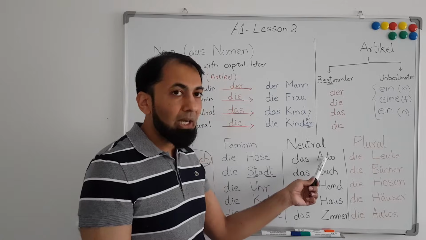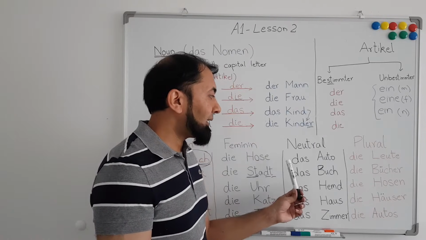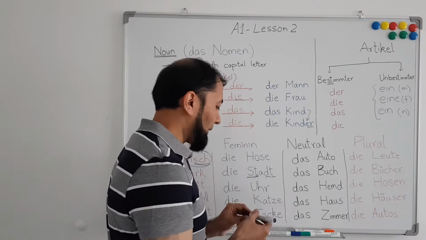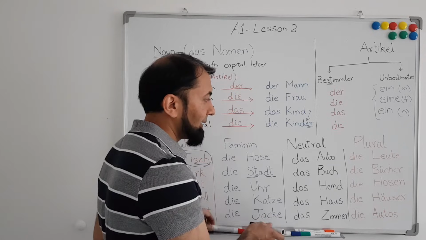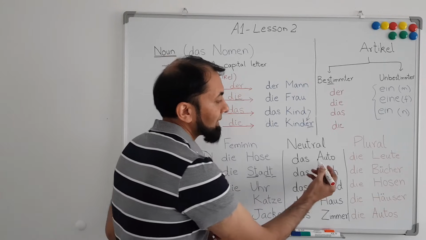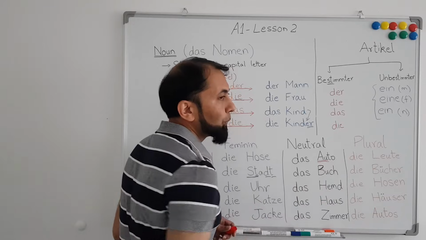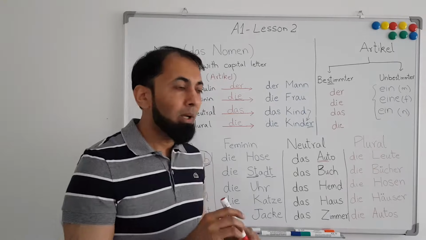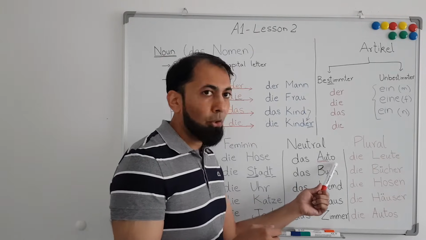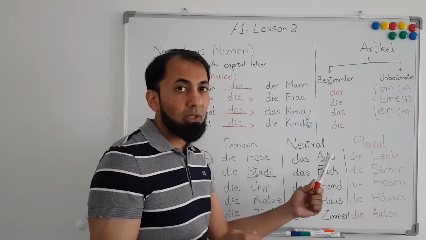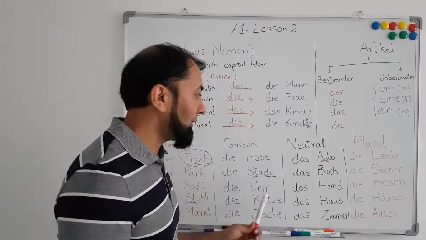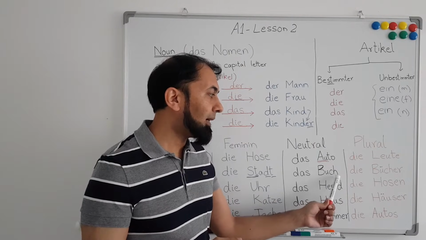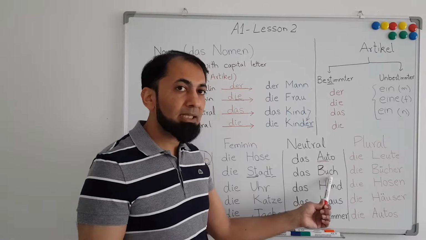Next we have neuter, and the first example is das Auto. Now again, if you remember from the previous lesson, we learned that the sound of a, u will be like ow. Therefore it's Auto. Das Auto, Auto means vehicle or car. Das Buch, B-U-C-H, Buch. Buch means book.